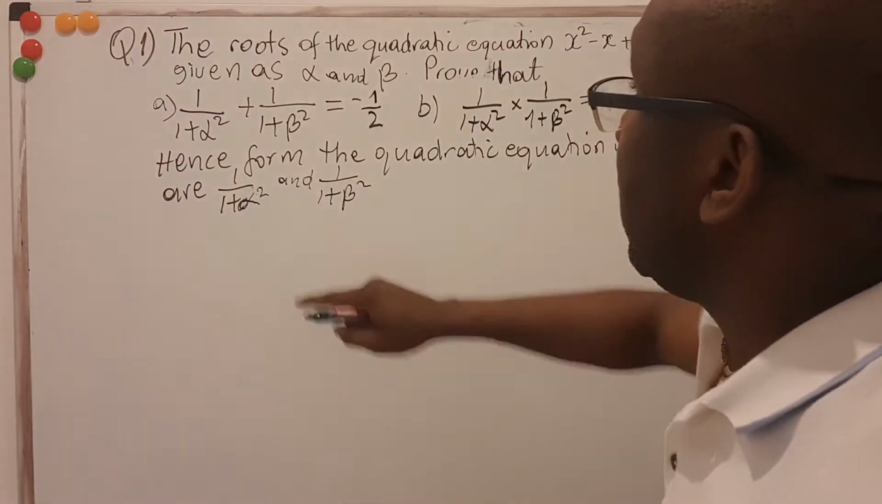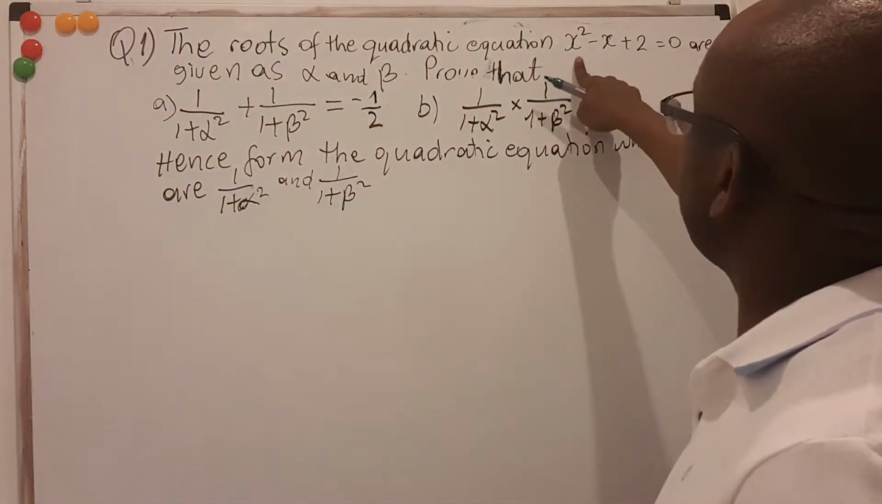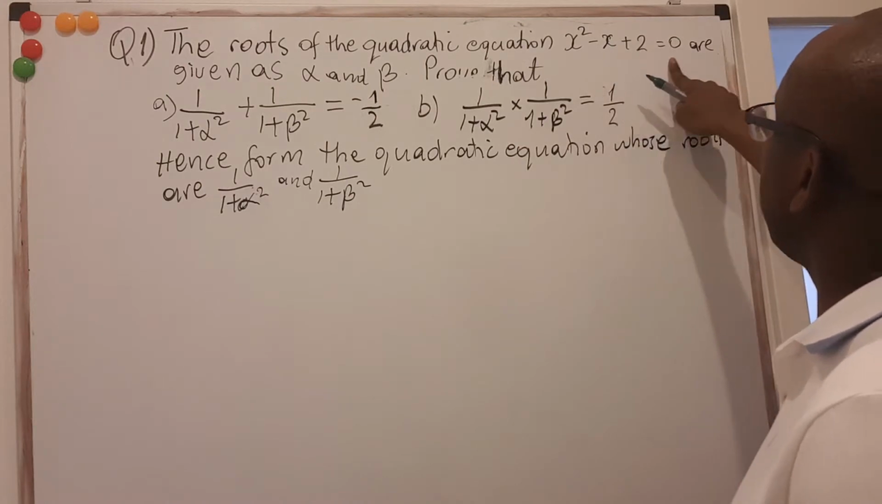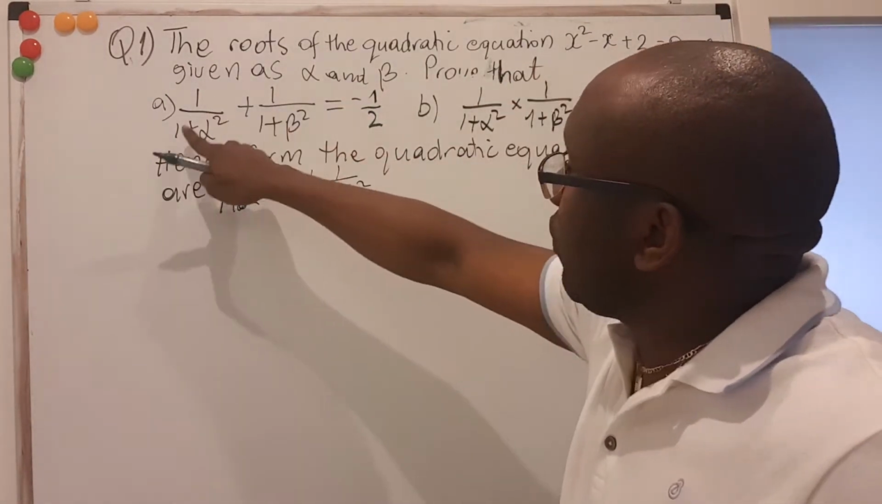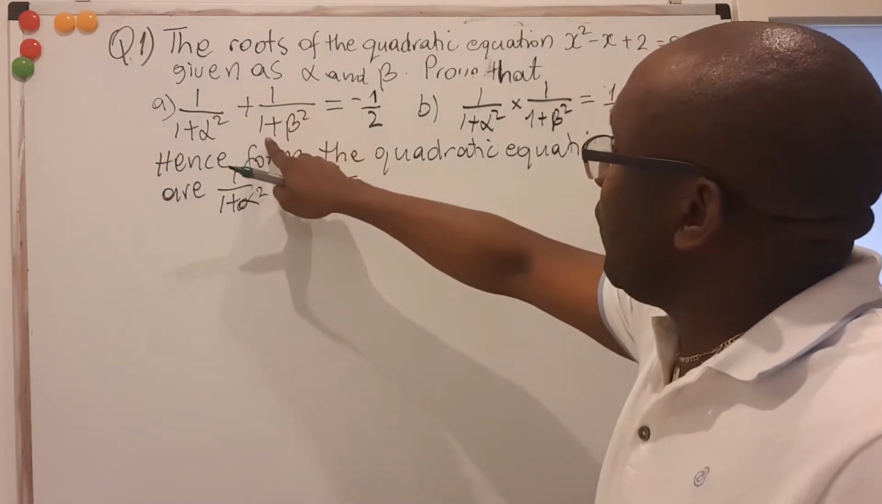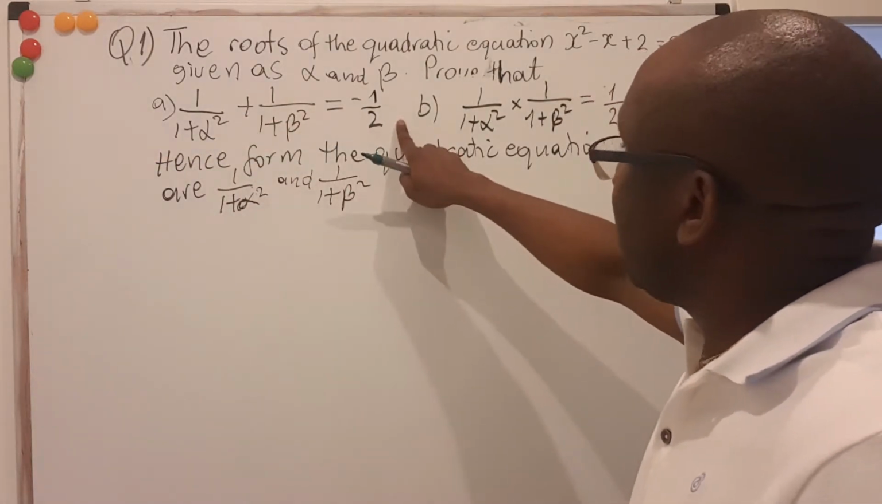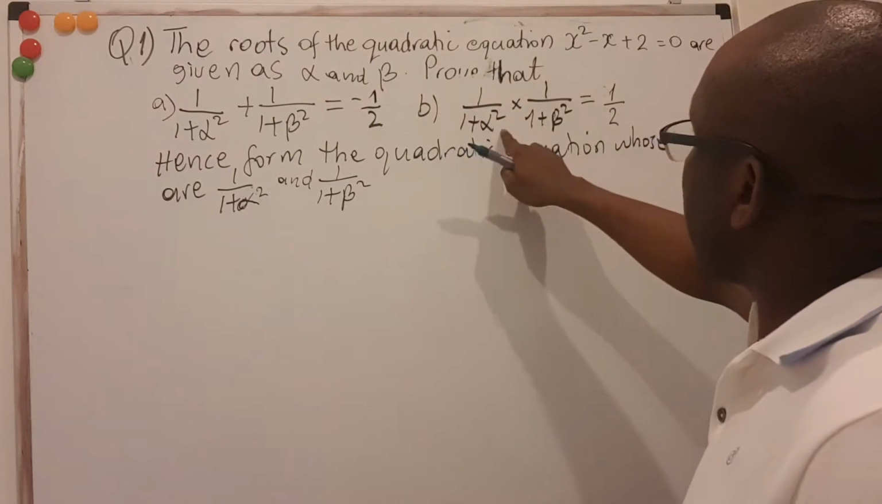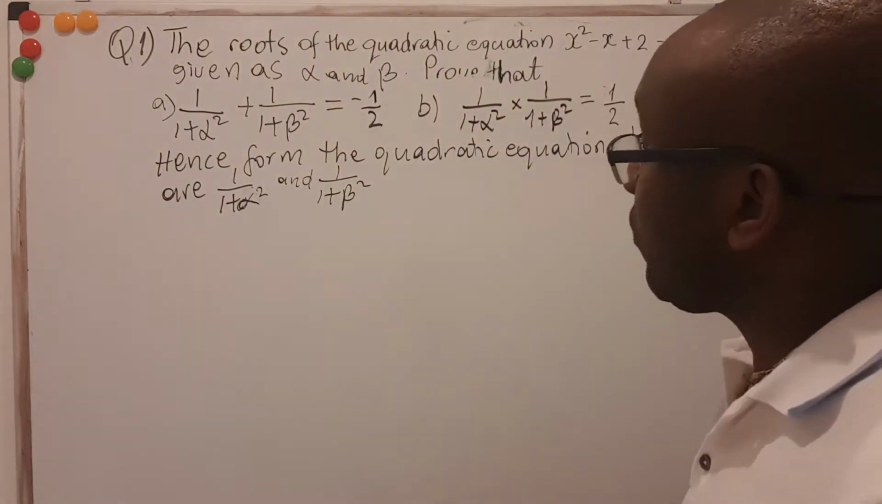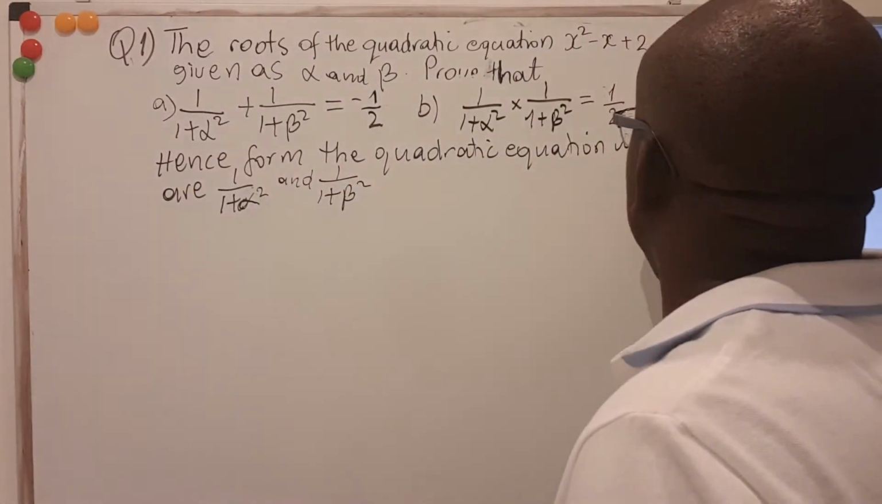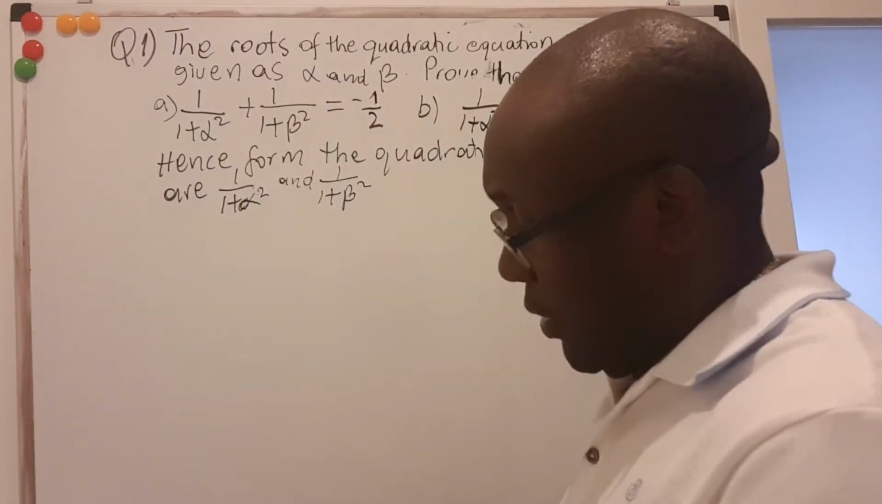So the roots of the quadratic equation x squared minus x plus 2 is equal to 0 are given as alpha and beta. Prove that 1 over 1 plus alpha squared plus 1 over 1 plus beta squared is equal to minus half, and that 1 over 1 plus alpha squared times 1 over 1 plus beta squared is equal to half. Hence, form the quadratic equation whose roots are given by this.